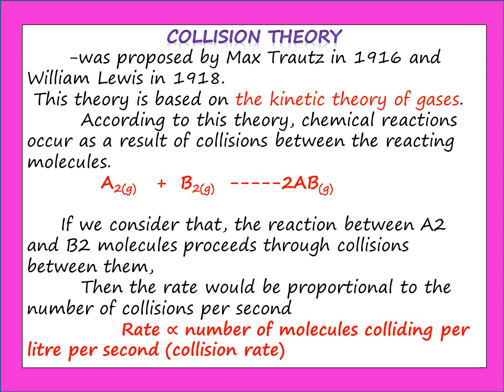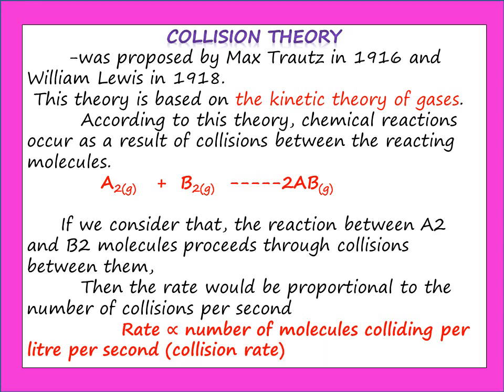One is called collision theory, which was proposed by Trautz in 1916 and William Lewis in 1918. This collision theory is based on the kinetic theory of gases. According to this theory, a chemical reaction is the result of collision between two reacting molecules. If a reaction has to occur, two reactant molecules must undergo a process called collision. They must collide with each other.